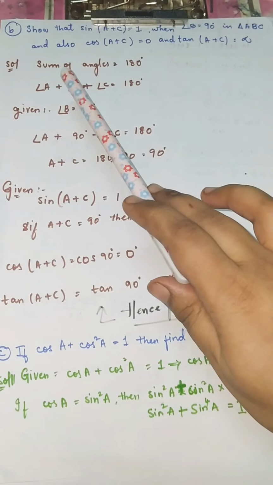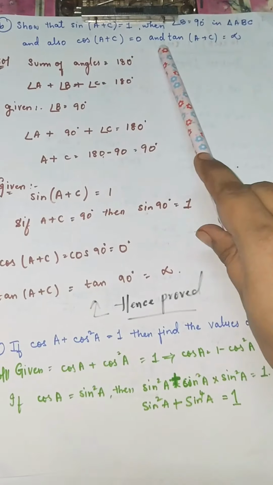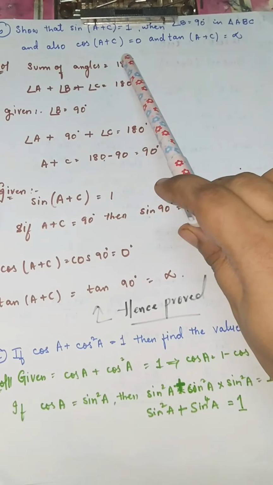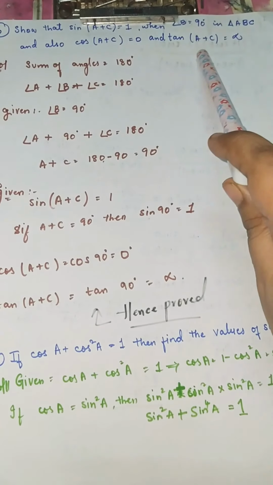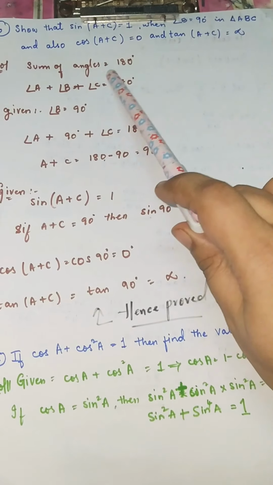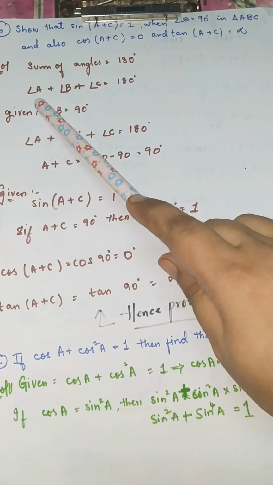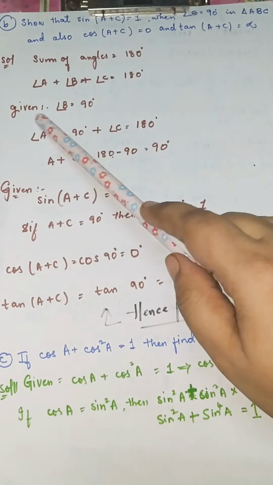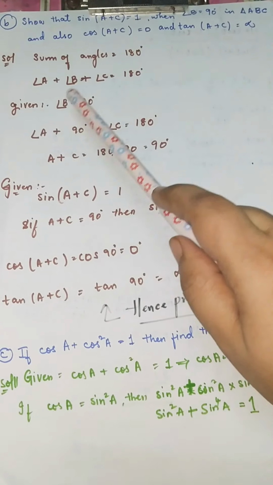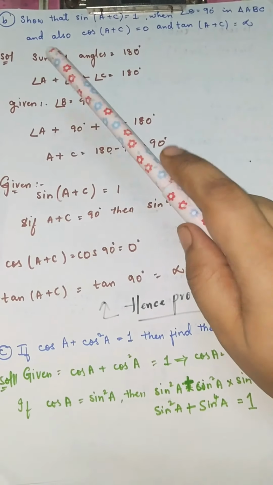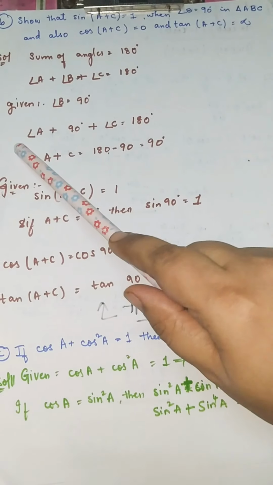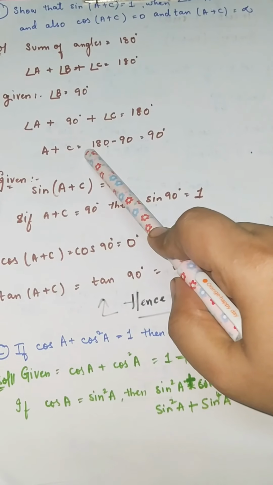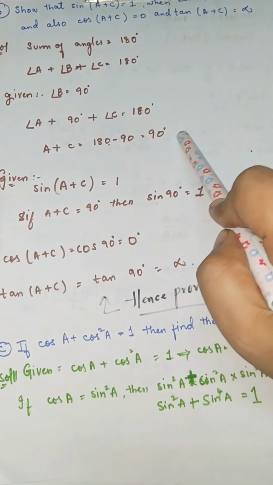B bit of 18th sum: show that sin(A plus B) is equal to 1 when angle B is equal to 90 degree in triangle ABC, and also cos(A plus B) is equal to 0 and tan(A plus B) is equal to infinite. Sum of the angles is equal to 180 degree. Angle A plus angle B plus angle C is equal to 180 degree. We know this. What is given here? Given is angle B is equal to 90 degree. Instead of angle B we have to take 90 degree as it is given. Angle A plus 90 plus angle C is equal to 180. A plus C is equal to 180 minus 90, is equal to 90 degree.